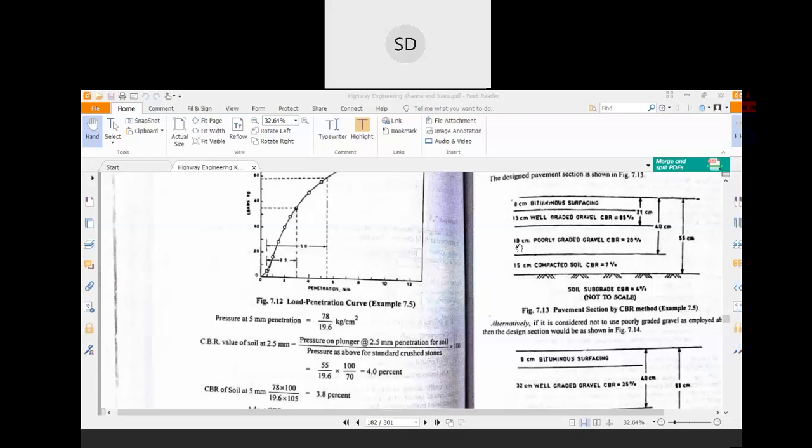So how do you get that 19 centimeter? Initially it was 40 centimeter. After that you get 21 centimeter. So 40 minus 21, you get the thickness of this layer.